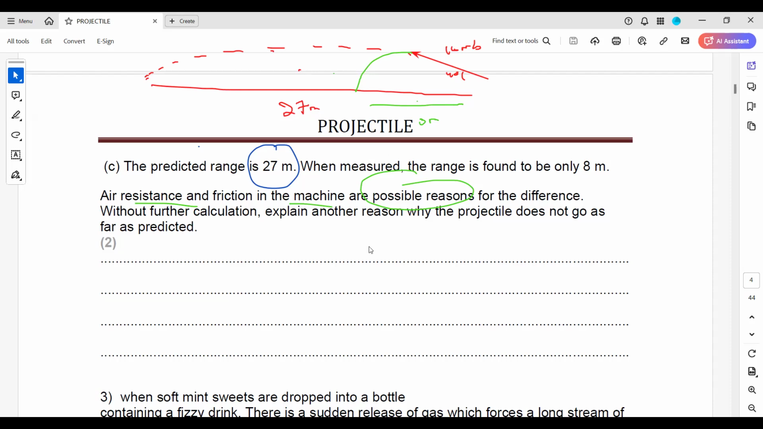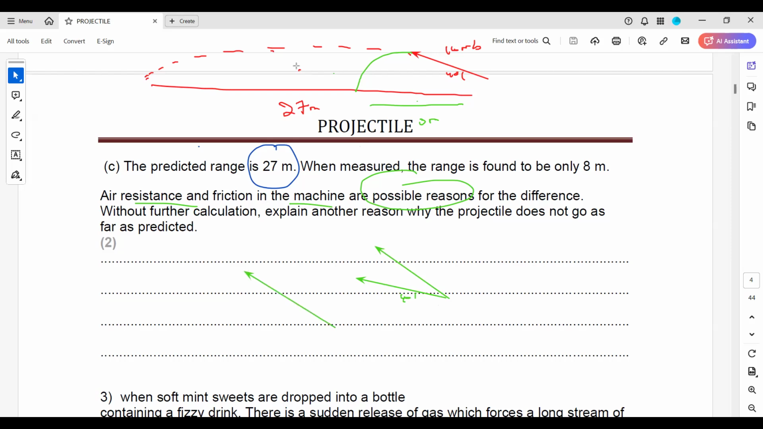crosswind is also one. One of the students answered crosswind. Actually, crosswind will be counted as air resistance. That is one thing. Angle, as some student mentioned, the angle of the launch might be different. That's good, because we predicted that it should go at an angle of 40 from the horizontal, but the angle might be different. If the angle is different, the range will also be different.